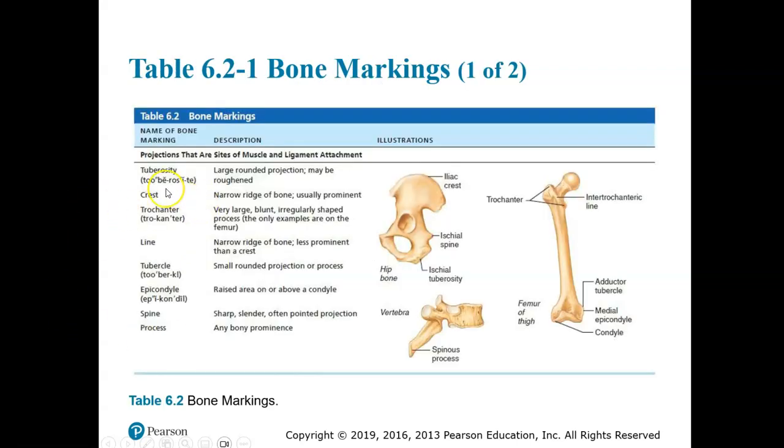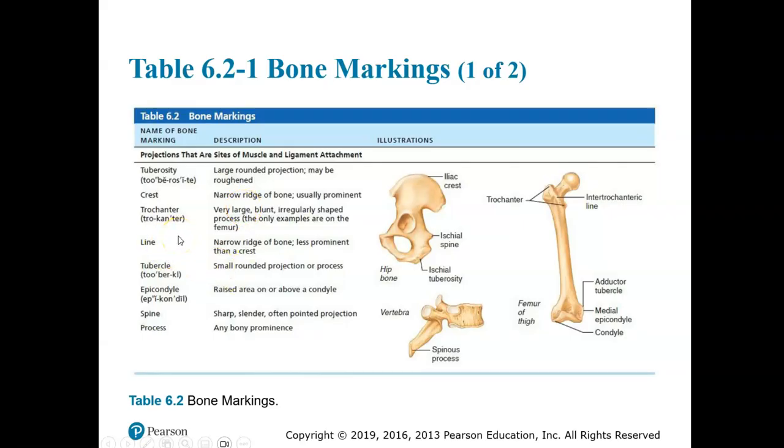So some examples of projections would be a tuberosity. A tuberosity is a large rounded projection, like for example here, the ischial tuberosity, which is actually the place where if you're sitting down, it's your sitting bones. It's the bone that you put your weight on when you sit. A crest, like the iliac crest in your pelvic bone, that is where your hips kind of jut out near your waist, where you have that hip bone that pokes out.